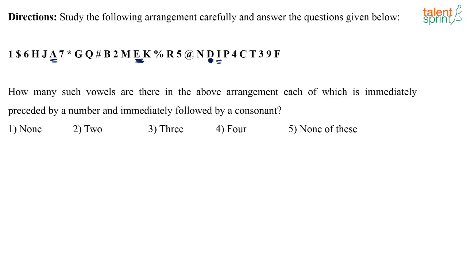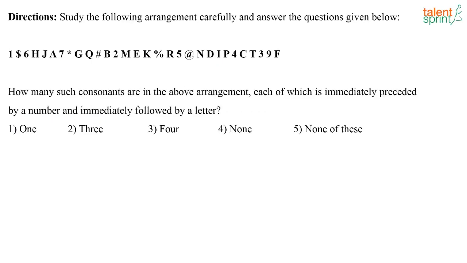Then you have I. Again before I you have a letter, so it doesn't satisfy. Nowhere else, right? So the correct answer will be none. There are no vowels which are immediately preceded by a number and immediately followed by a consonant. You can even check any one and then check for both. When I check for immediately preceded by a number itself, I find there is no vowel which is immediately preceded by a number. So directly the answer is none.